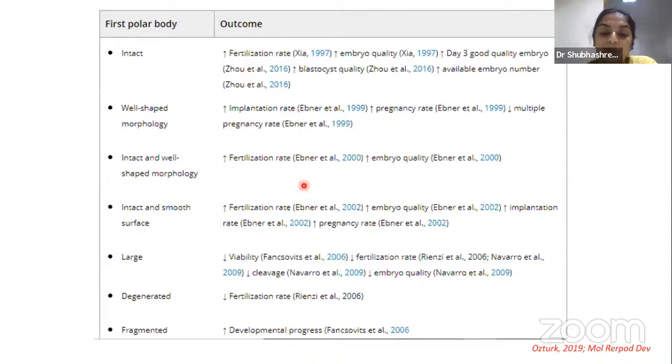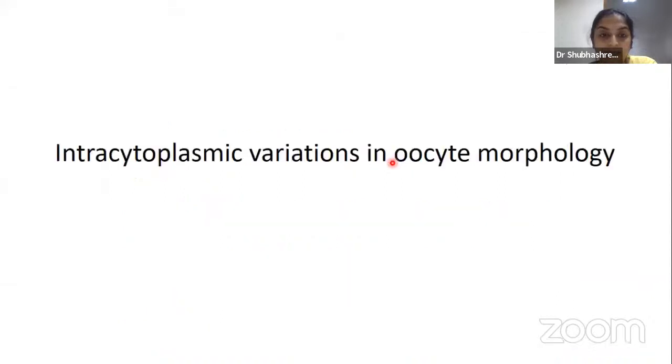Only oocytes having a large polar body, or a fragmented polar body with fragments having similar polar body-like structures, or the giant oocytes, are excluded when we go for ICSI.